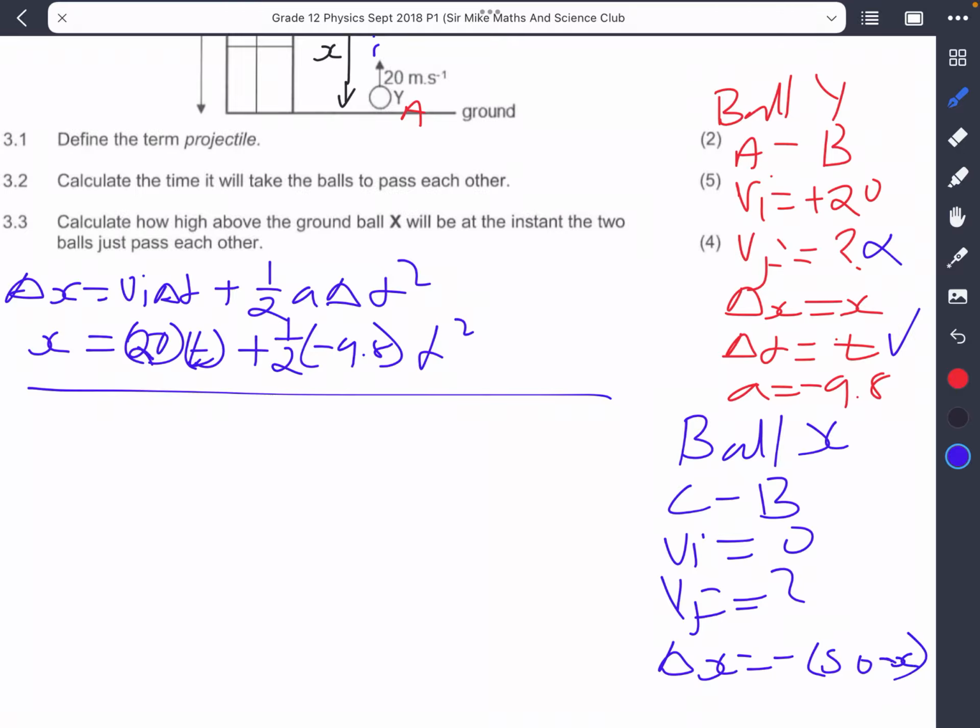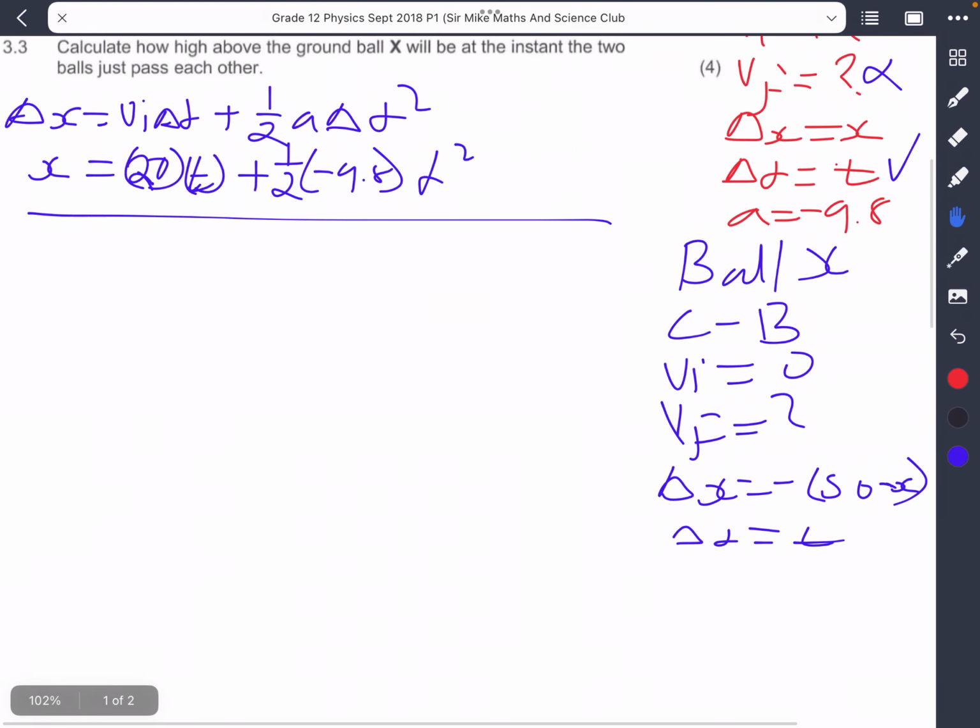So that would be the displacement. That negative is there because it was displaced 50 minus x downwards, right? For delta t, we say that of course it took the same time, so this would be t. And then of course the acceleration would simply be negative 9.8, so a is negative 9.8.